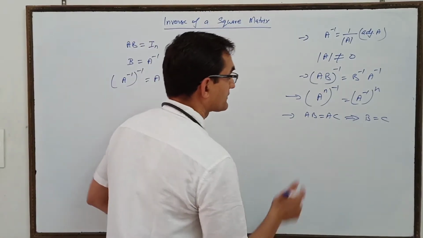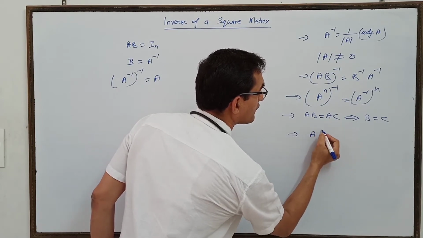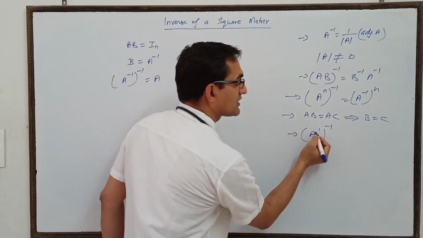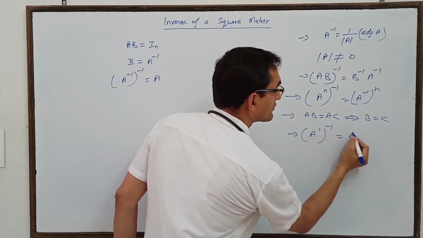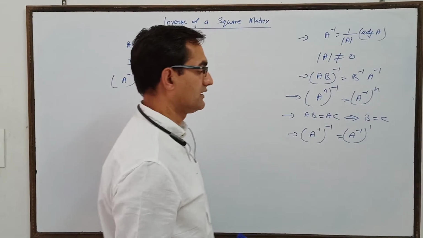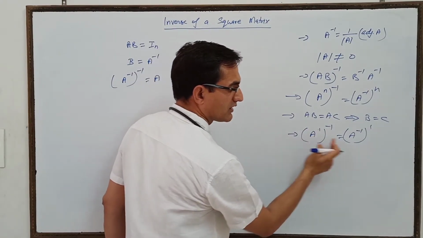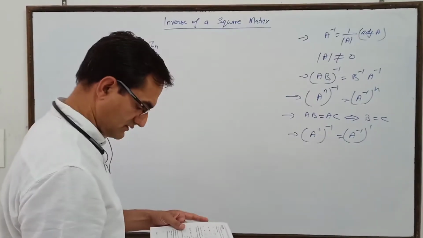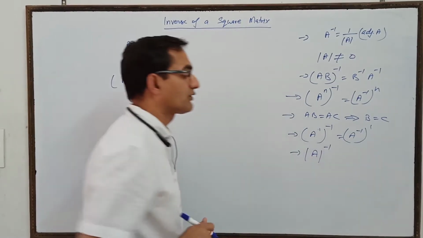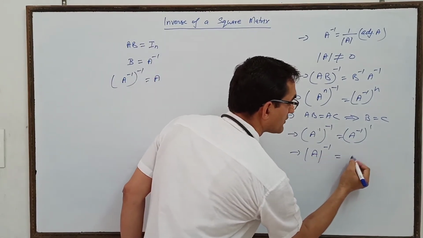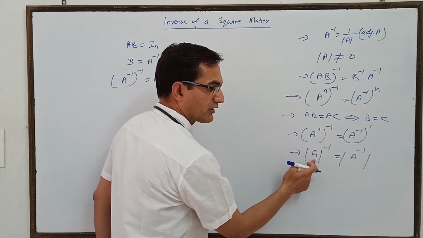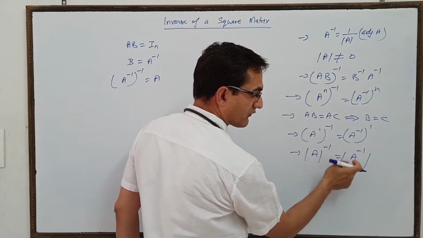Next is the transpose. The inverse of the transpose of A is equal to the transpose of the inverse of A. Next is the determinant: the inverse of determinant of A is equal to the determinant of inverse of A.